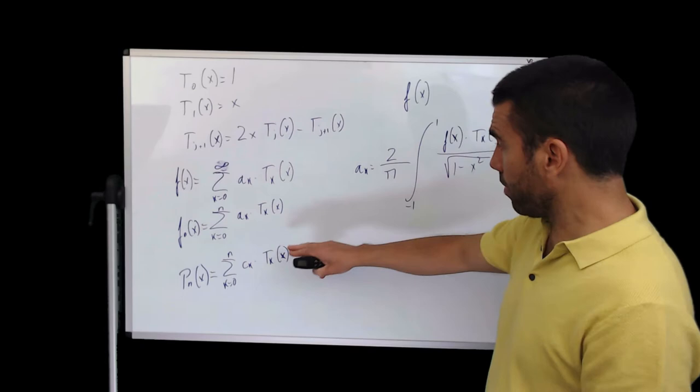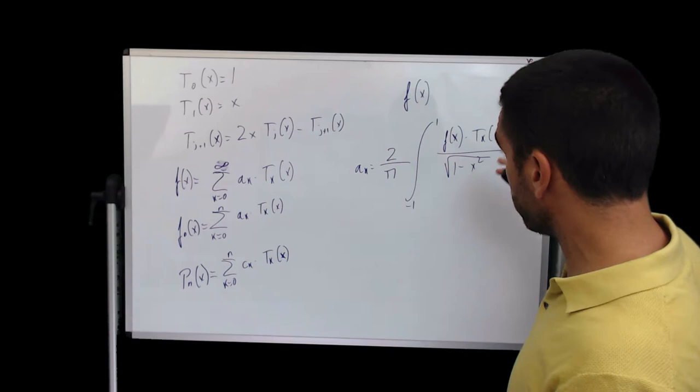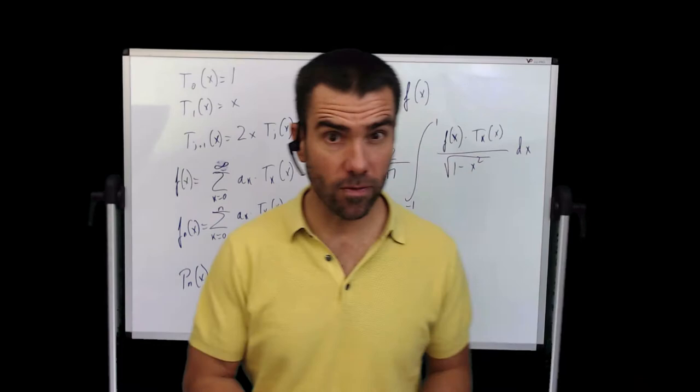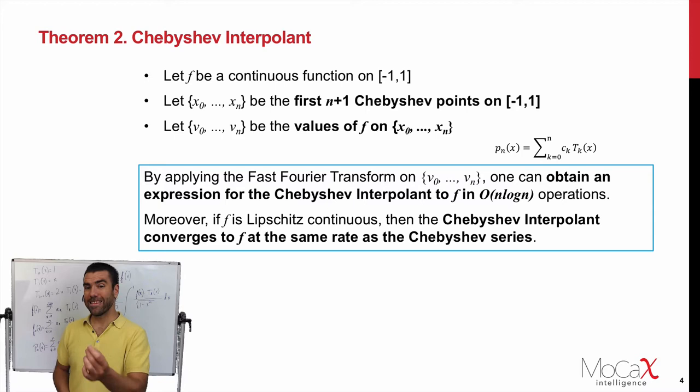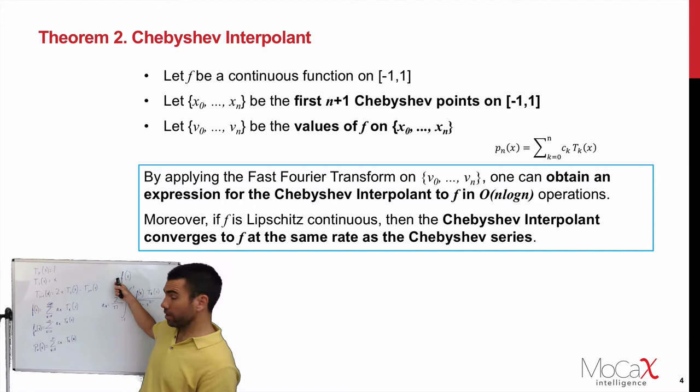That is important. Why? Because the AKs are quite difficult to compute. Doing this integral with any relevant level of precision is quite difficult from a computational point of view. However, we're saying that the Cs are very easy to compute. And if f is Lipschitz continuous, then the Chebyshev interpolant converges to f at the same rate as the Chebyshev series.